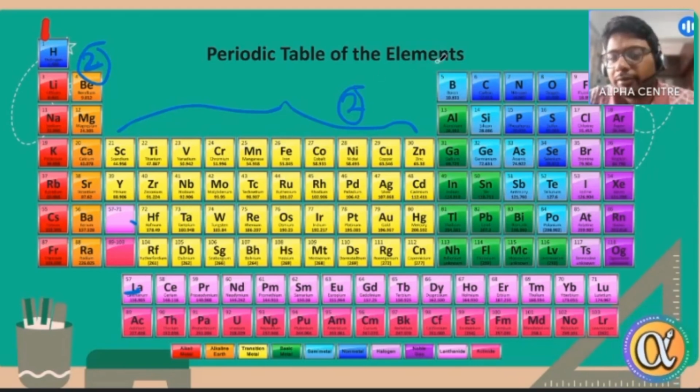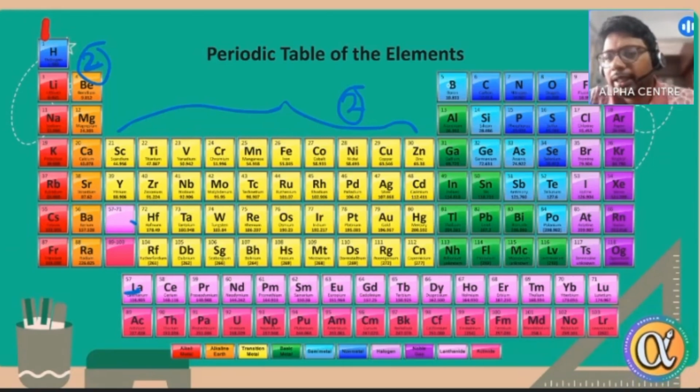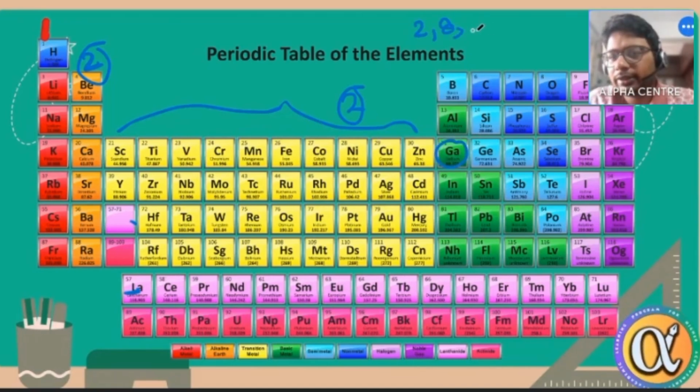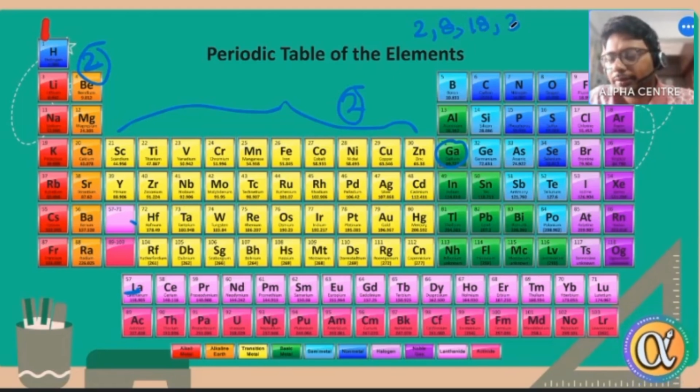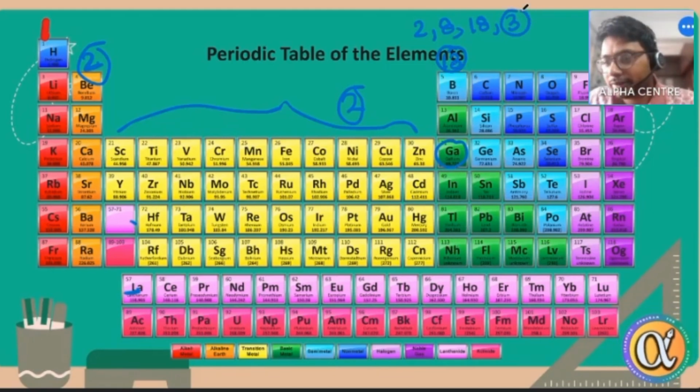Then when do the remaining elements of the last cell start getting filled? They start getting filled from group 13. For example, gallium here has electronic configuration 2, 8, 18, and now 3. That means group 13 will have 3 valence electrons. Please remember this, questions come on this. Group 13 has 3 valence electrons.